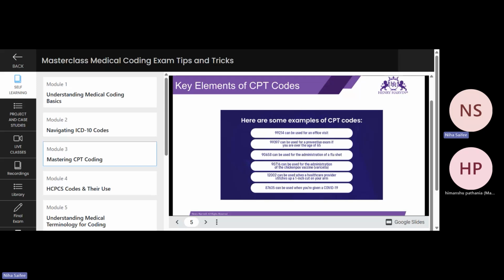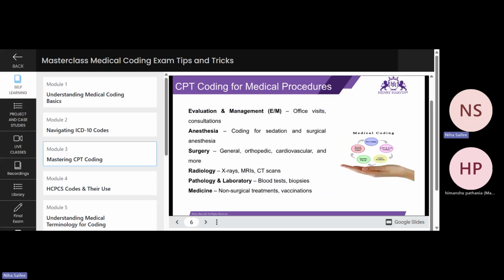So you have a variety of codes. Diagnosis is ICD, and CPT covers whatever you do in the treatment services, whether it be a vaccine, a minor surgery, a major surgery, or a preventive exam. 86763 can be used when you are given a COVID-19 test. So we have 6 chapters: evaluation and management, anesthesia, surgery, radiology, pathology and laboratory, and medicine. These are the 6 chapters in category 1 of your CPT codes.